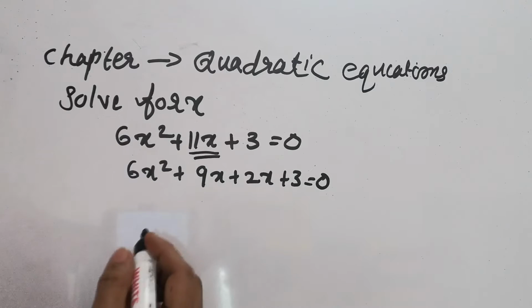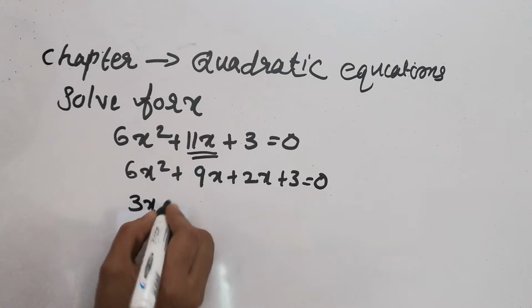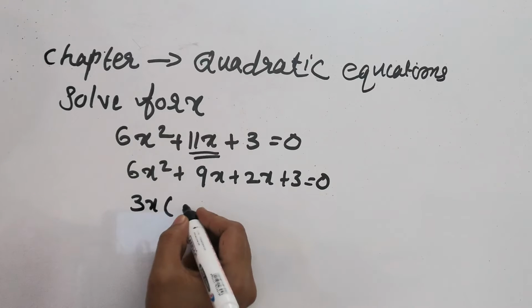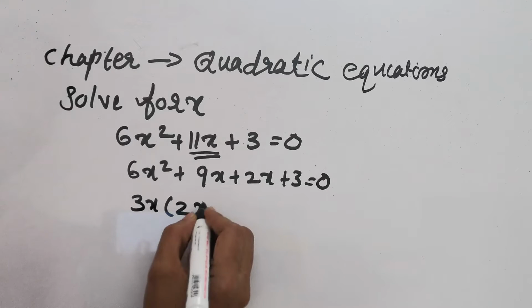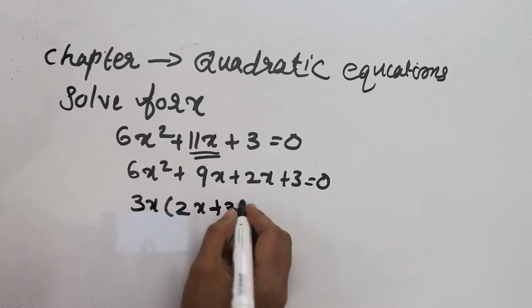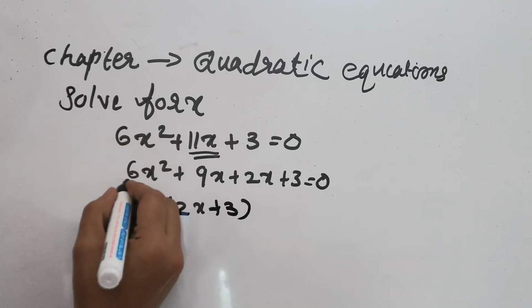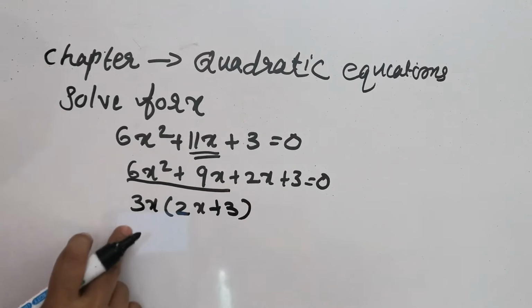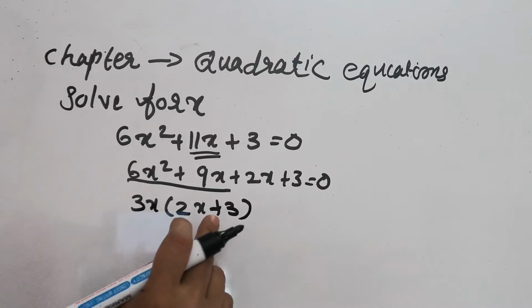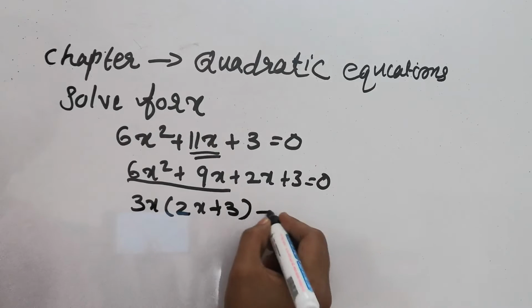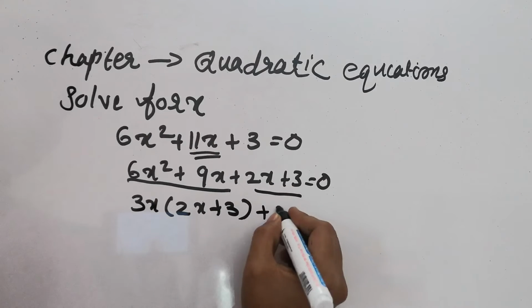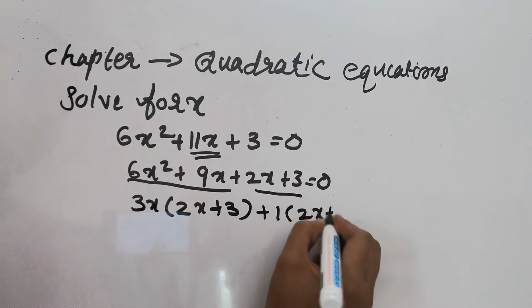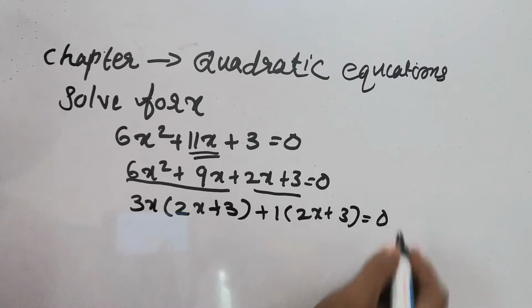After that we have to take 3x outside from this side. So this becomes 2x plus 3. From these two terms we take 3x outside, so we get 2x plus 3. In the same manner, here it is also 2x plus 1. So we have to write it like this, 2x plus 3 is equal to 0.